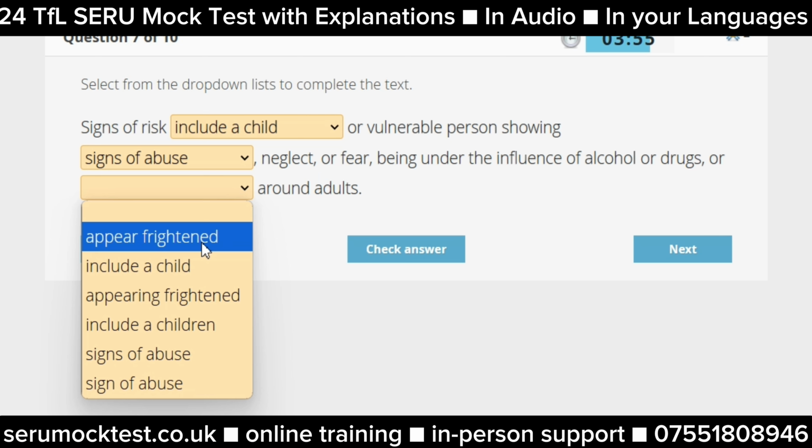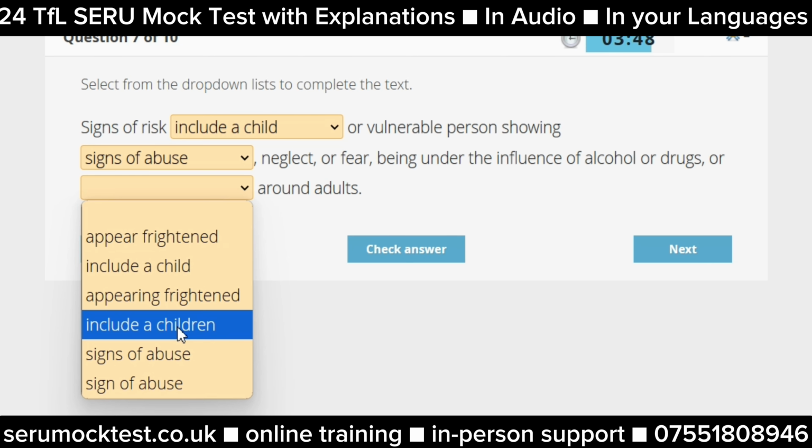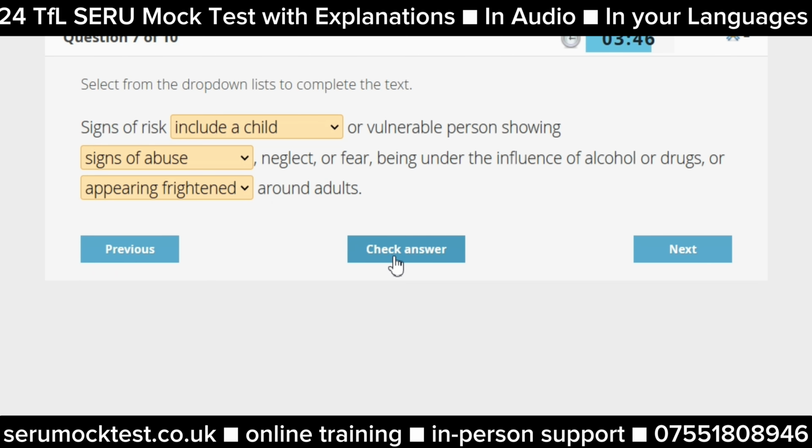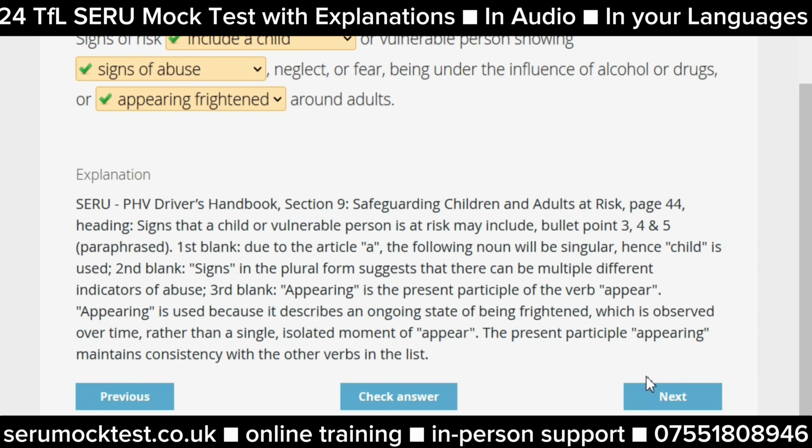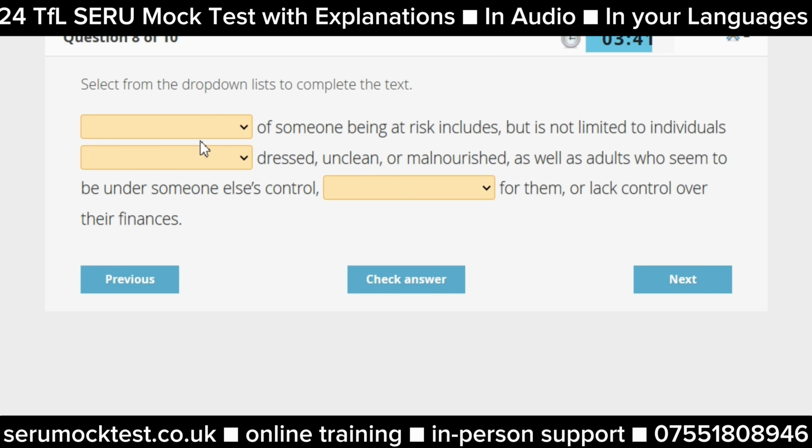So the child, or the vulnerable person, is already frightened, which is observed over time rather than a single isolated moment. So this is where we are going to select this one, "appear frightened", and you have got your explanation here.